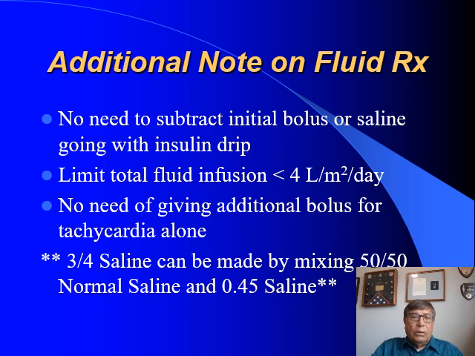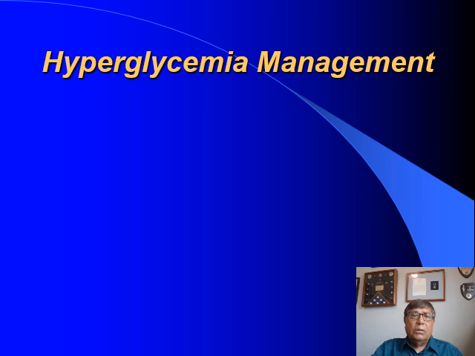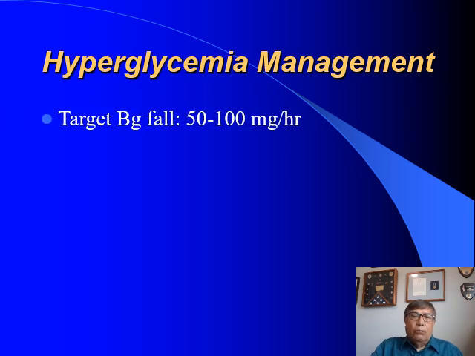And I used to see that they always ask how you are going to make a 3/4 saline. Just 50-50: normal saline and half normal saline will make 3/4. So this is here on the board.